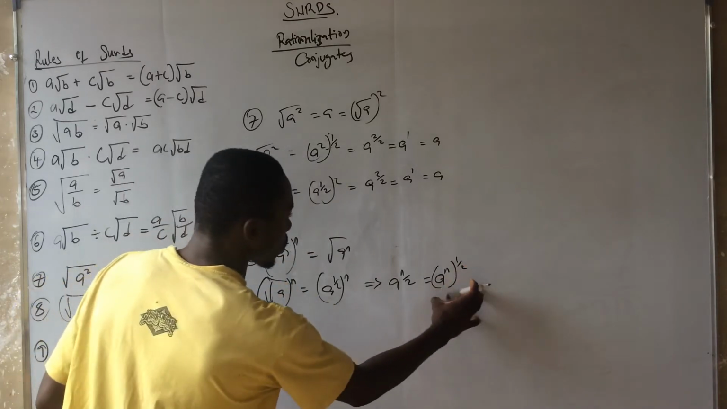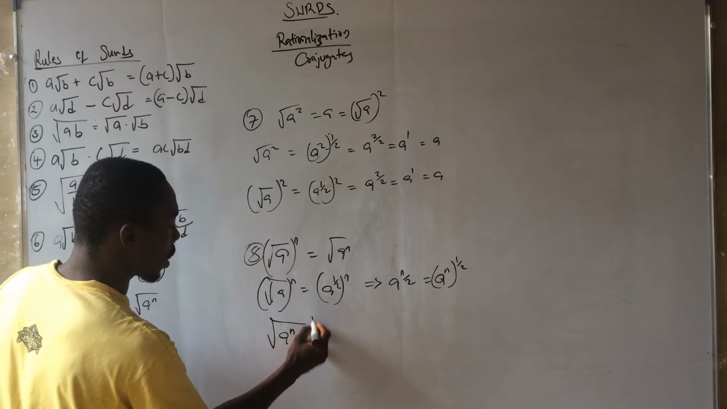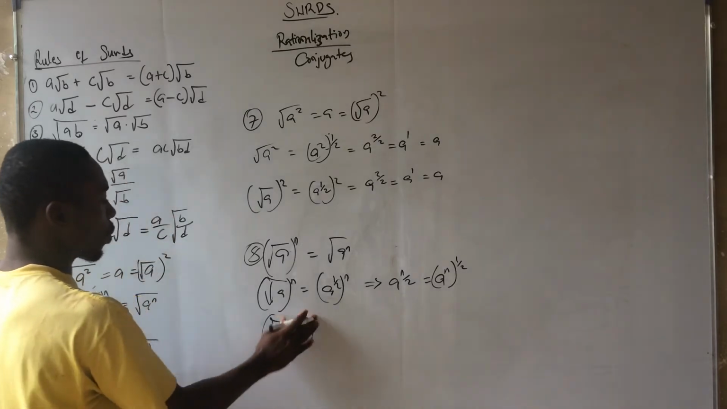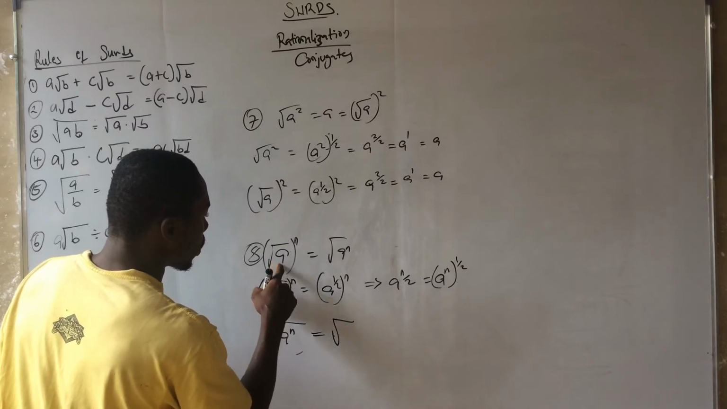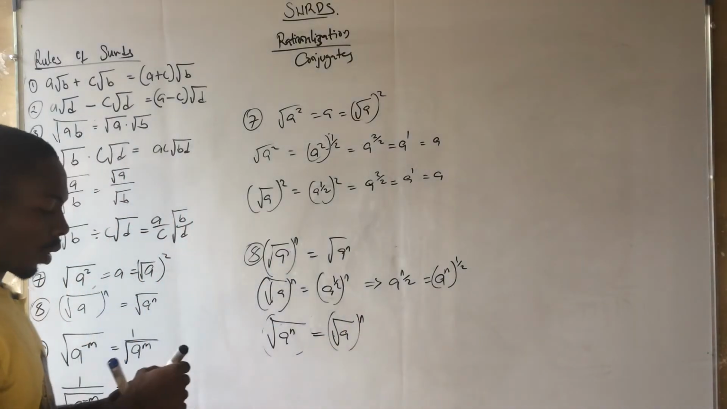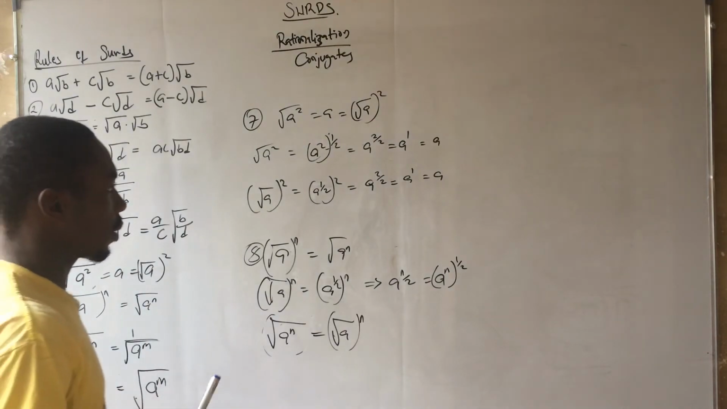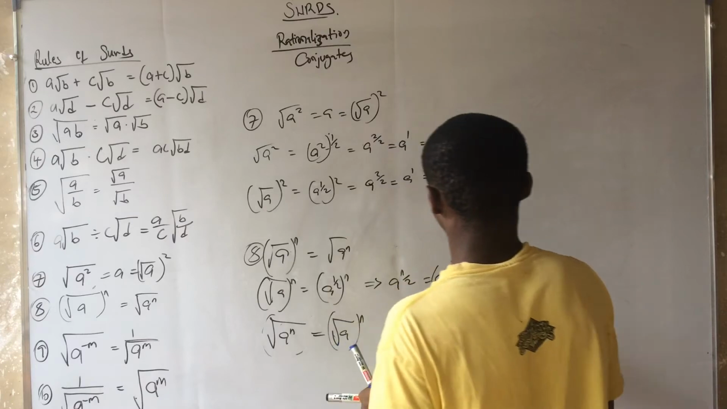So now to express this, we have the root of a raised to the power n, a digit of a raised to the power n, to be equal to the root of a all raised to the power n. We have seen that they are all the same and it is equal. So we'll go over to number 9 and number 10.